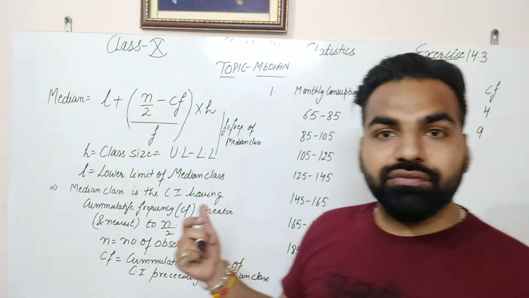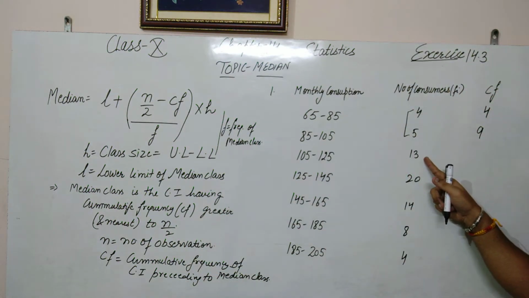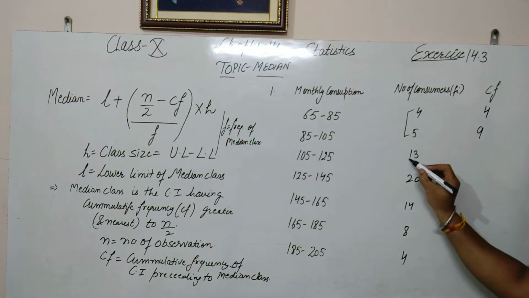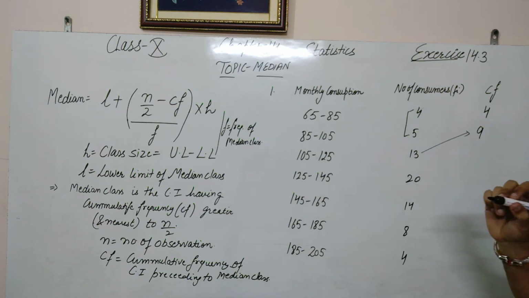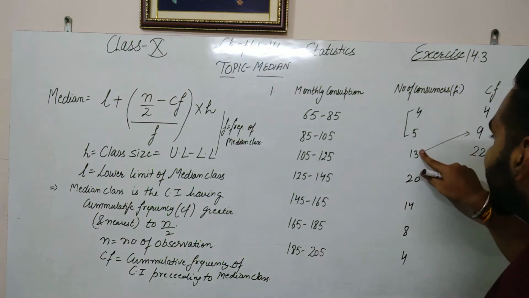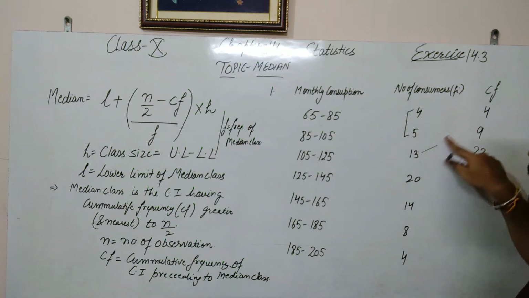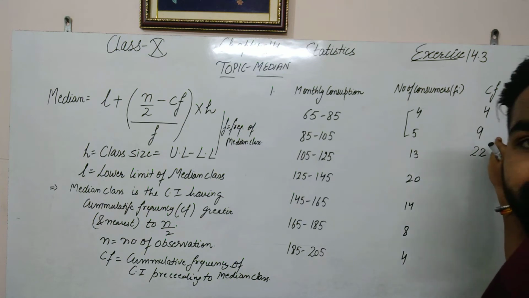To calculate CF for the next interval, we will add the next frequency in this CF. So 13 plus 9 will be equal to 22. So we don't have to make this arrow. It is just to explain to you that we have to add the next frequency to the previous CF.